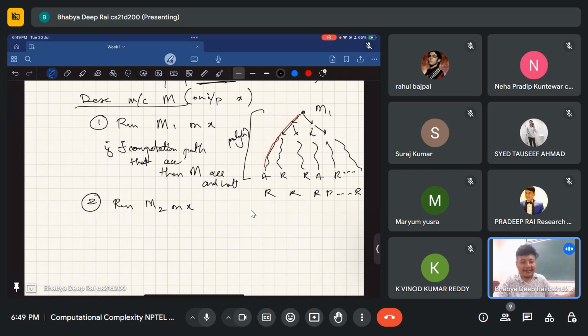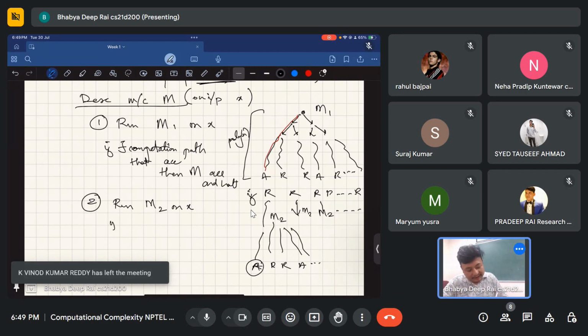Let's say all of the paths reject. Now I run M2 on X. I run M2 on all the paths, and there could be accept, reject, reject, accept, and so on. And again, when does M2 accept? If at least one of the paths is accepting.